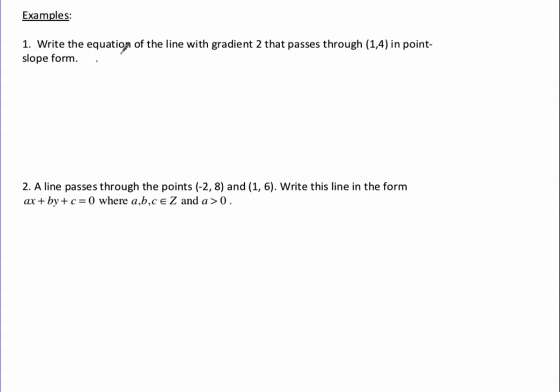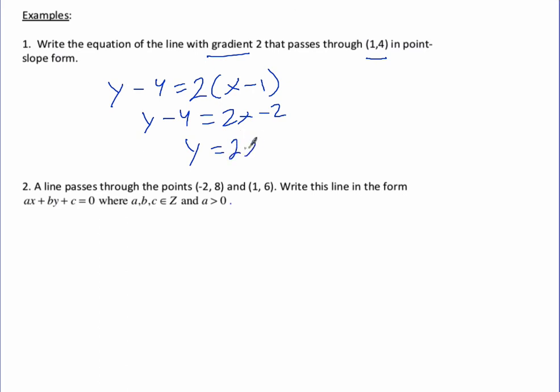Okay, next, write an equation of a line with gradient 2 that passes through this point in point-slope form, but we're given the gradient and a point, so we can start with point-slope form. y minus 4 equals 2 times x minus 1. y minus 4 equals 2x minus 2. So y equals 2x plus 2. So start with point-slope form, and in a couple steps you can get slope-intercept form.